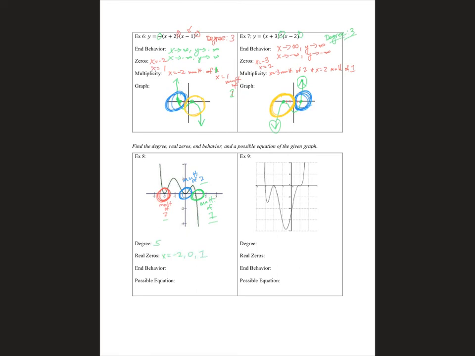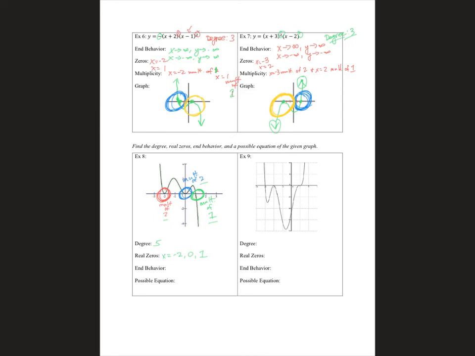So I hope there's people watching this and saying, well, Mr. B, that doesn't make sense, because you told me the degree tells you the total number of zeros, and I only have 3 real zeros, but my total degree is 5. Maybe you're saying, well, that means there's 2 imaginary. I will tell you that that is not the case.